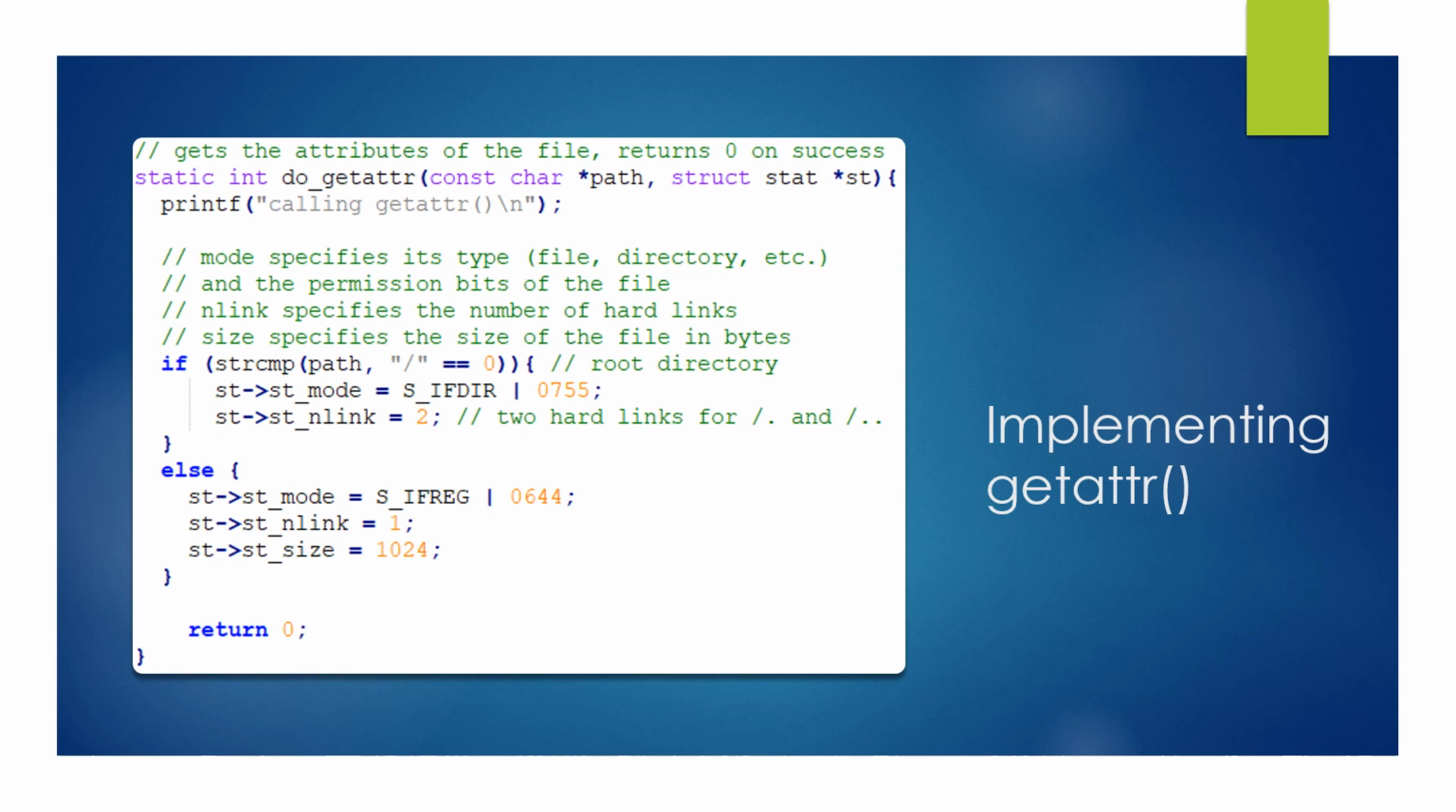Nlink specifies the number of hard links. If it's a directory, there are two hard links, one for the one dot and two dots, which is mainly a convention in the Unix world. And then size specifies the size of the file in bytes.